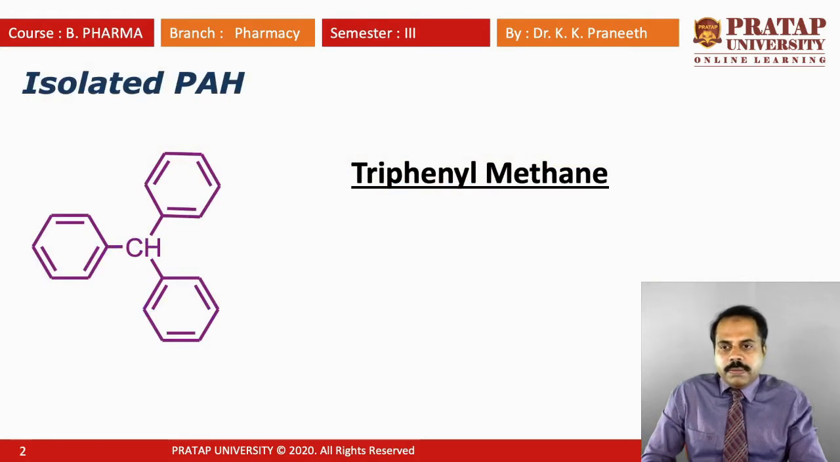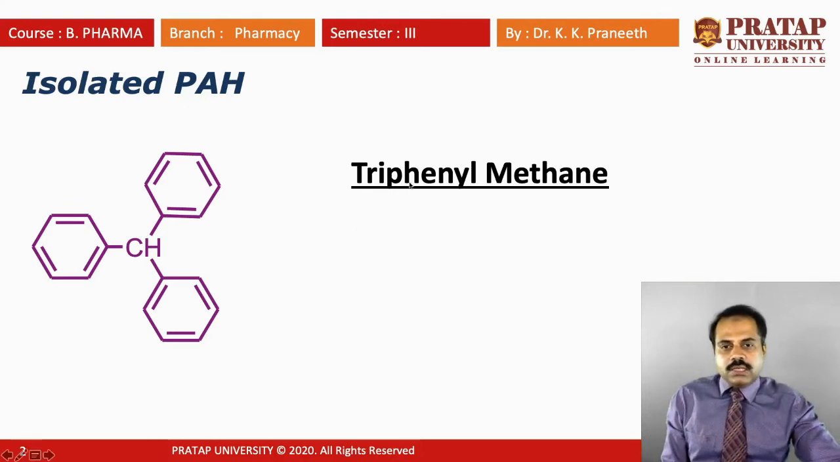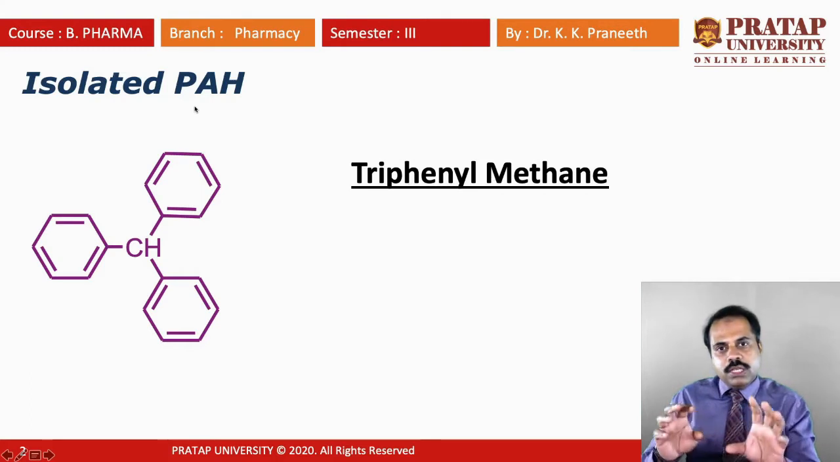So this is the isolated PAH we will see today, how it is synthesized, and their reactions and properties. And then we will go on to see the fused PAH. In the last class we saw the isolated PAH, that is diphenyl methane, right? It contains two aromatic groups, two benzene rings.